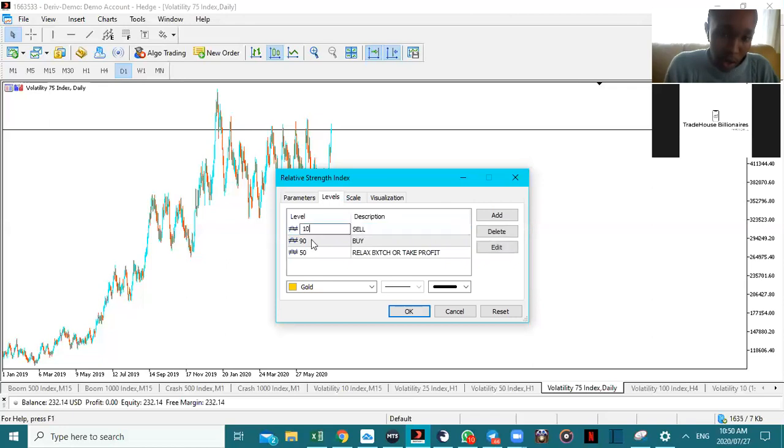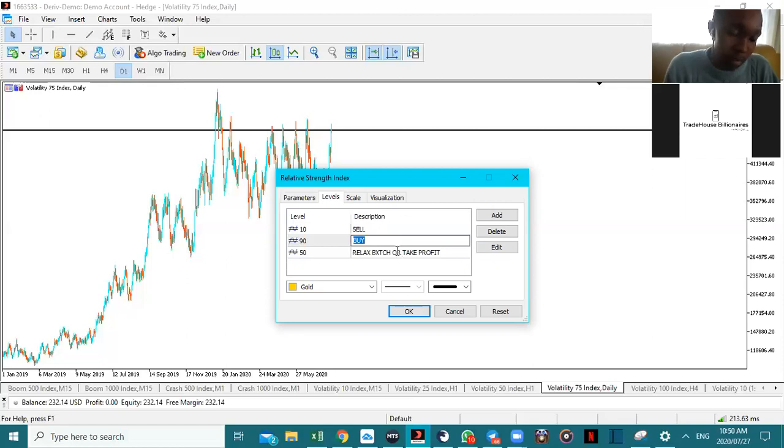The first level is 10. Your second level is 90. And then your third level is 50. For 10, what you want to have written in the description is sell. At 90, you want to have buy. And at 50, you want to have relax or take profit.